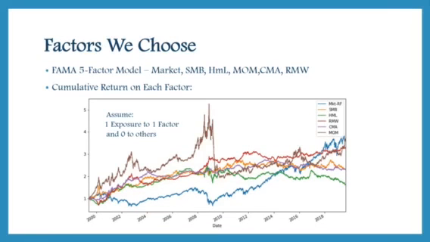We're using the Fama-French factor model since it is one of the latest. Our goal here is to find out if we can use this model to create the most return from what we have in the market. And we are constructing tracking portfolios with only one exposure to one factor and none to others. The graph here is showing the cumulative return on each factor.